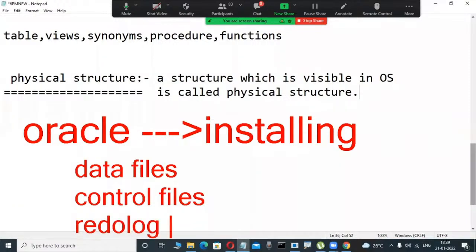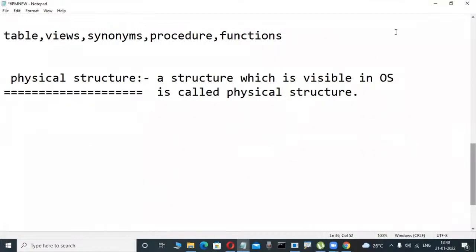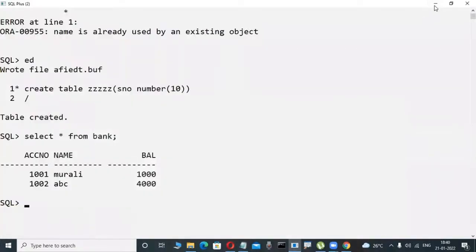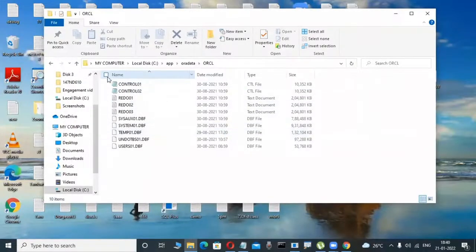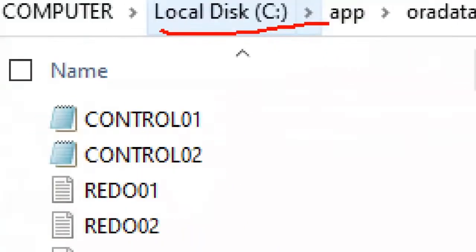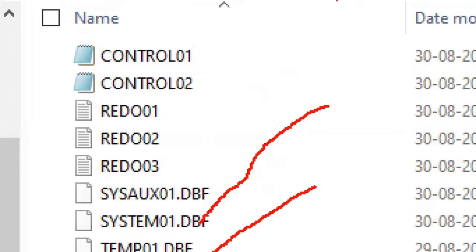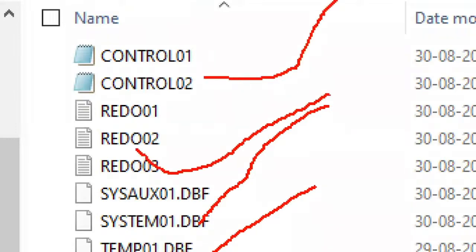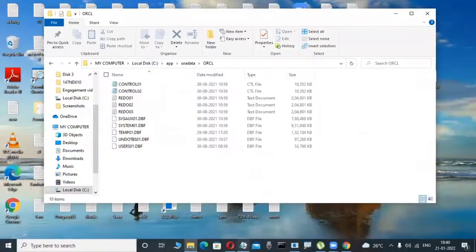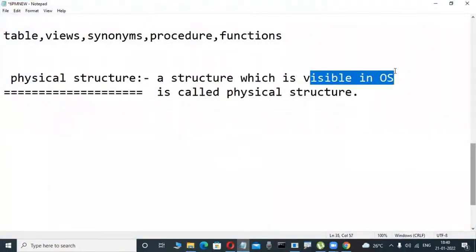You don't have an idea about all these things yet. In the future DBA concept, this is roughly an introduction in our course. Whenever I'm installing Oracle software, automatically some files are created on the disk, in the C drive or D drive. These are data files, .dbf files, and so on. Later you will be familiar with control files and redo log files. That's why it's a structure which is visible in the operating system, and that is called the physical structure.